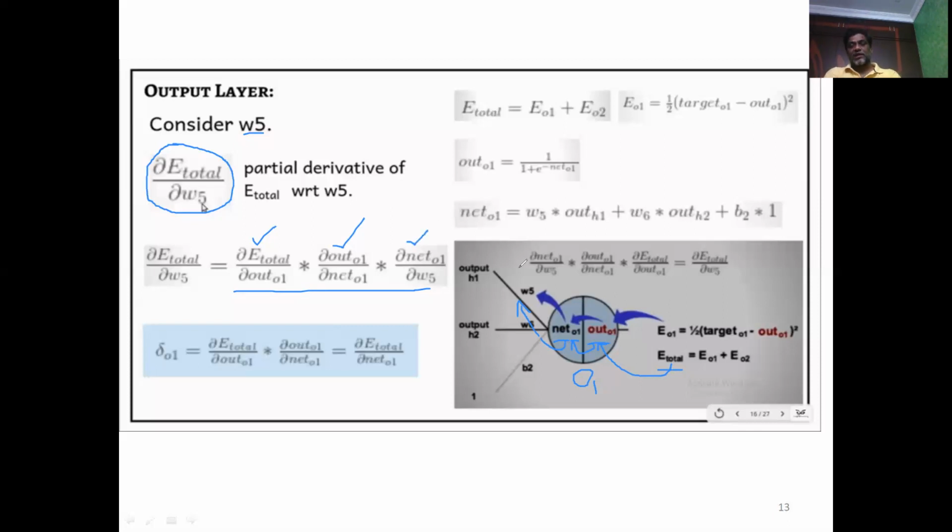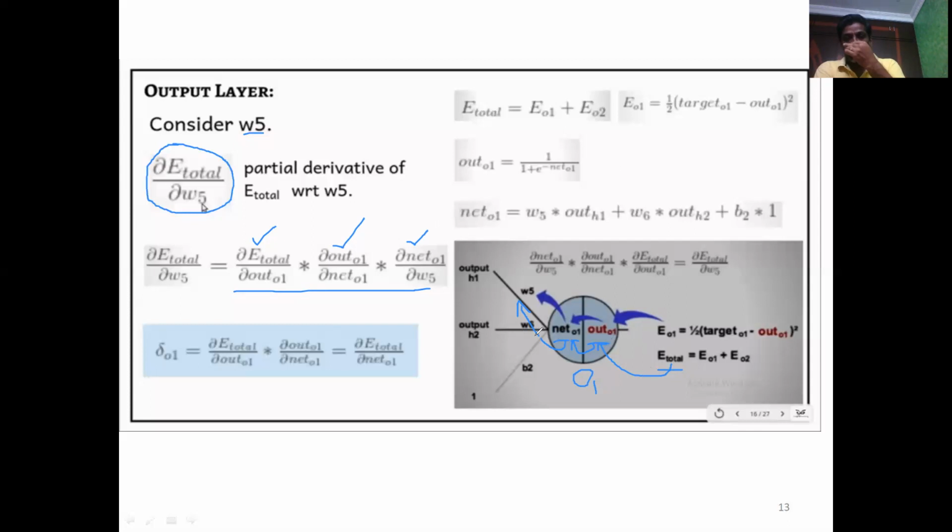You can easily write this formula. You can easily remember this formula to propagate backwards starting from the error term. So E total to out O1 to net O1 to W5. Similarly, if you want to update W6, you will go like this: E total to out O1 to net O1 to W6. Okay, so that is how you do it.